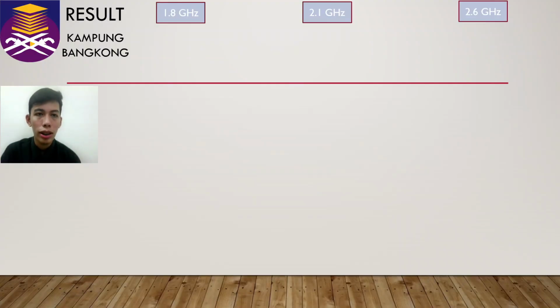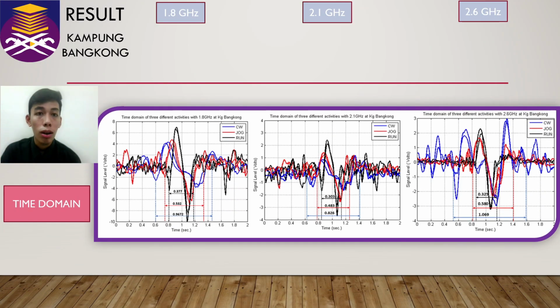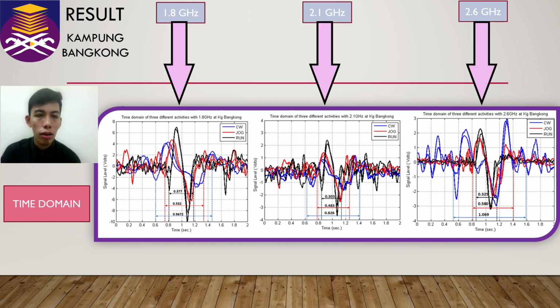Let's continue with the results at Kampung Bangkun. All these figures show the time domain for frequencies 1.8, 2.1 and 2.6 GHz at different activities.